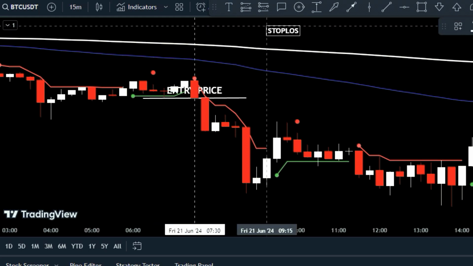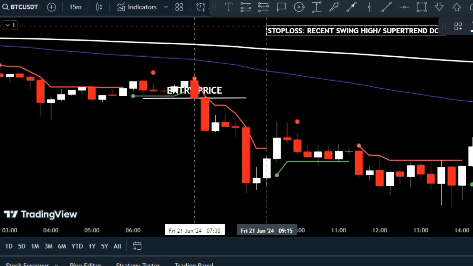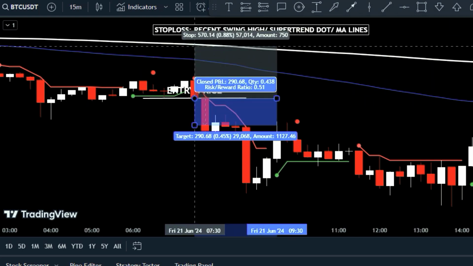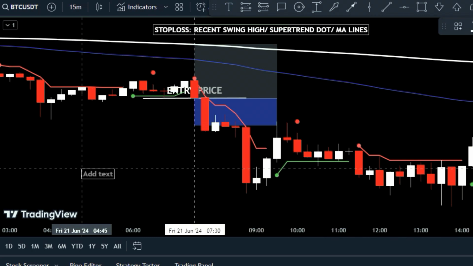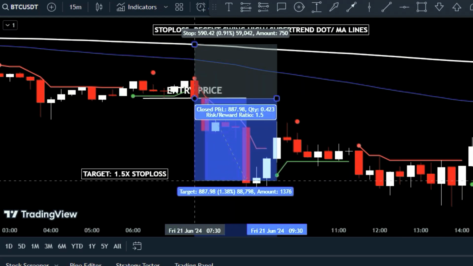But remember, always keep your risk management in mind. Set a stop loss for your trade by picking either the super trend dot, one of the moving average lines, or the most recent market swing high. And to secure your profits, set the target 1.5 times greater than the distance between entry and stop loss level.